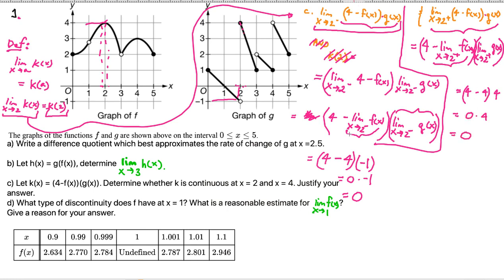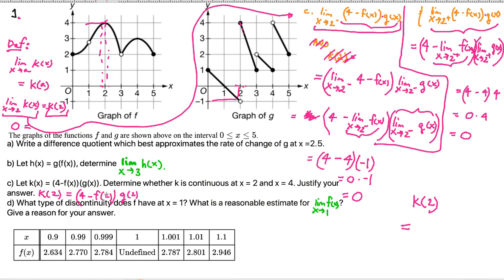So I actually do need to determine now k of 2, because this limit does indeed exist as a whole. So the limit as x goes to 2 of k of x is 0. Now, does that equal k of 2? So k of 2, right? We have k of x defined here. So k of 2 is just if I plugged in 2 for x. So I get 4 minus f of 2, all of that, times g of 2. And let's see what we get when we do this.